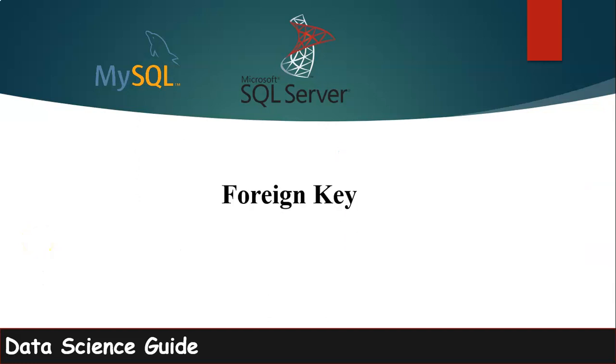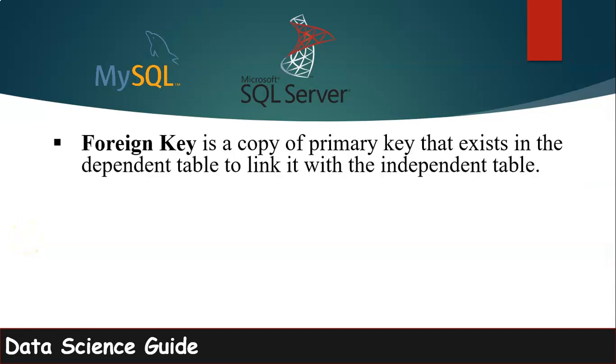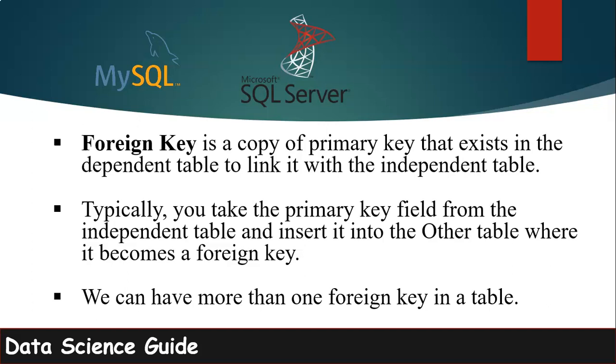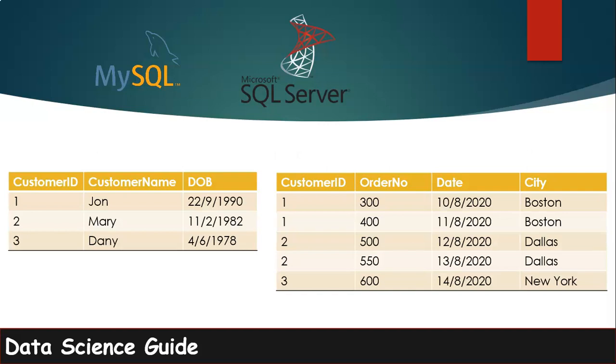And the other key we have here is the foreign key. The foreign key is a copy of the primary key that exists in the dependent table to link it with the independent table. Typically, you take the primary key field from the independent table and insert it into another table where it becomes a foreign key. And of course, we can have more than one foreign key in a table. So let's have a look here at the primary key and the foreign key to understand them.